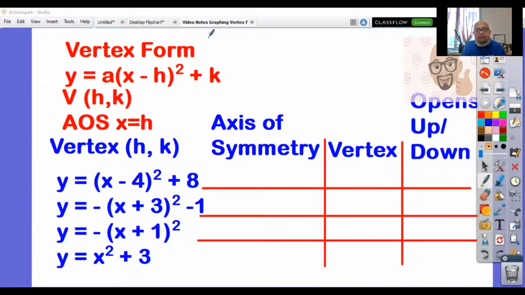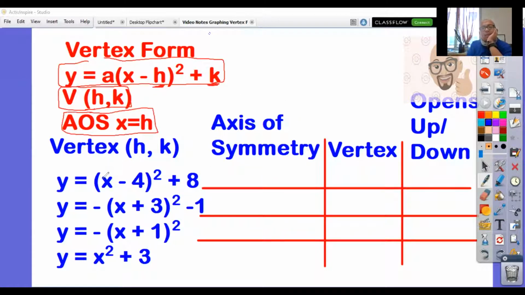We all know by now that this is the vertex form. y is equal to a times x minus h squared plus k. The h and the k is the vertex. And the axis of symmetry is x equal to h. So by looking at the equation here on the left, y is equal to x minus 4 squared plus k. The axis of symmetry, according to the formula here, is x equals h. What is h on the equation? The h here is 4, and this is the k.